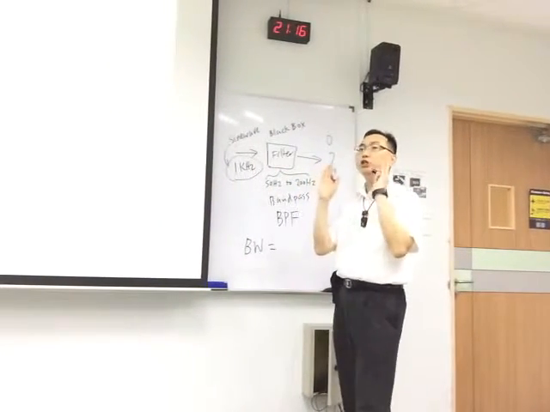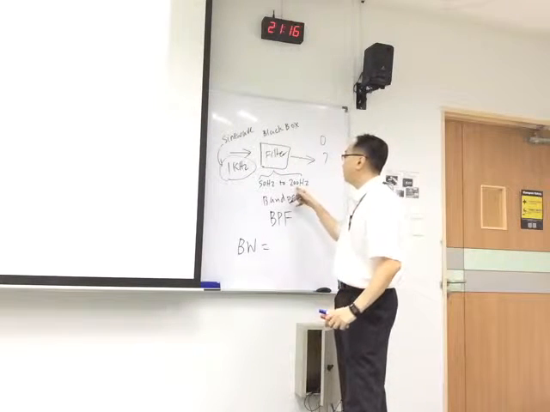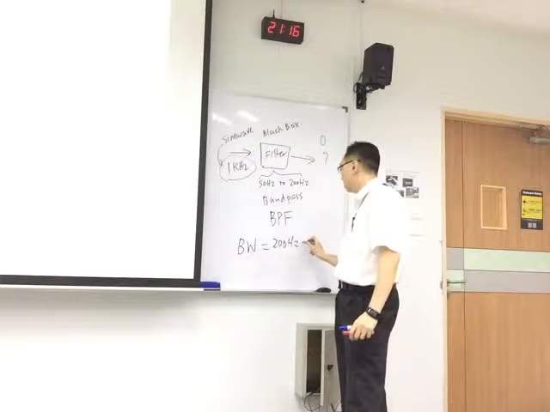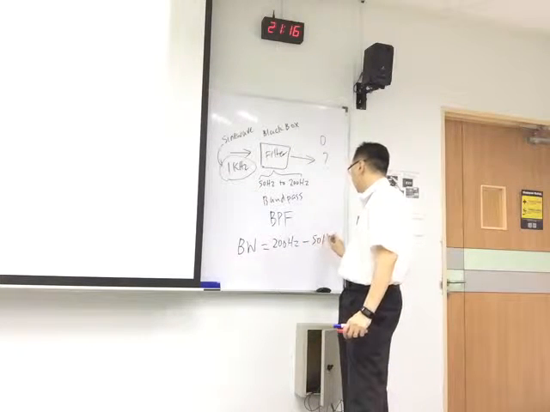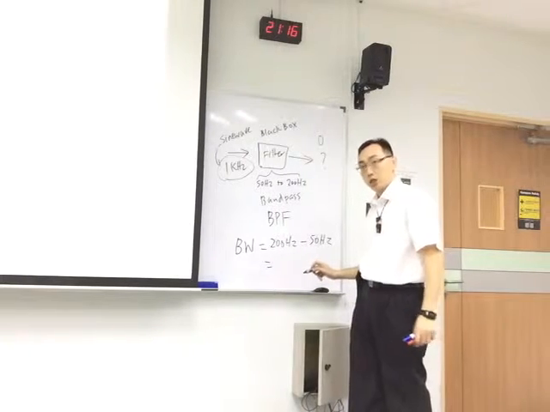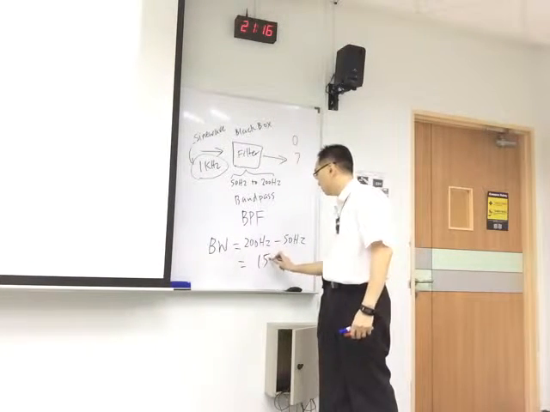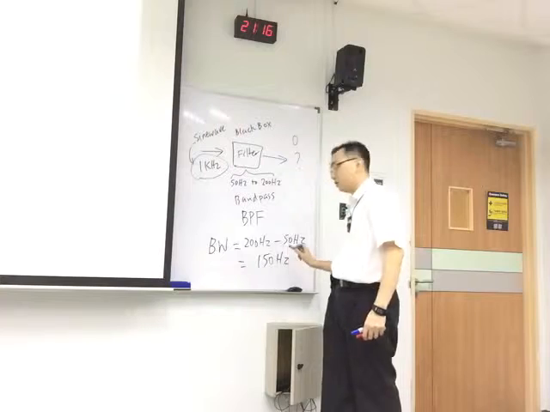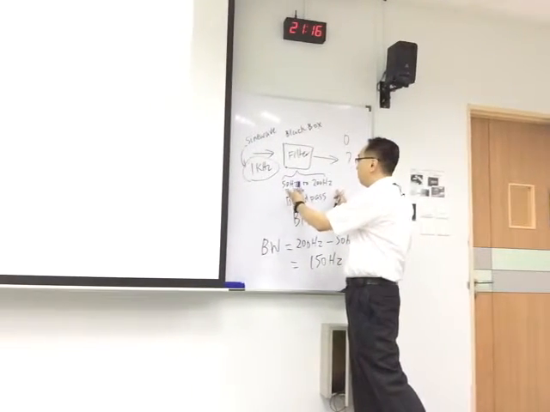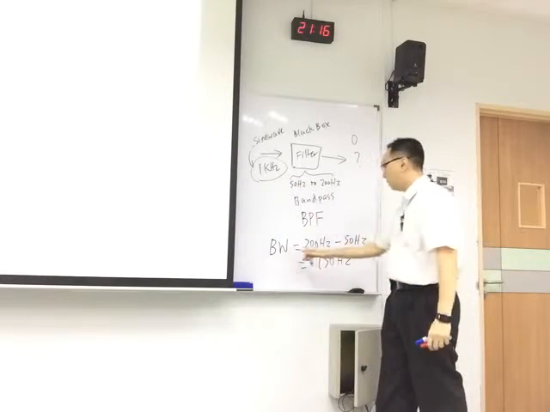Bandwidth is the range. That means you take the upper minus the lower, right? So it's 200 Hz minus 50. So in this case, the bandwidth is 150. Okay? You get it? But this is the band pass, a range. But this is the bandwidth.